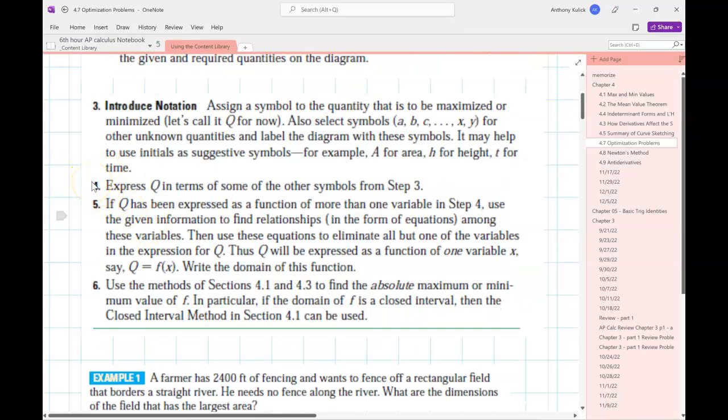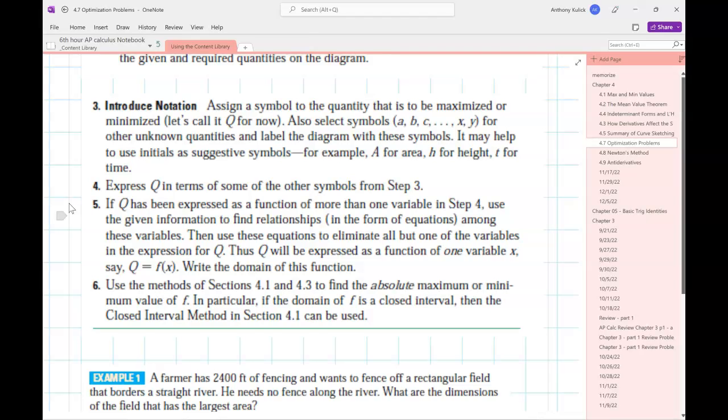Step 4 would be then to write an equation for Q in terms of your symbols in step 3. Step 5 says if Q has been expressed as a function of more than one variable, use the given information to find relationships among these variables, then use these equations to eliminate all but one of the variables for the expression of Q. Thus, Q will be expressed as a function of one variable, say x. So you have Q equal to some f of x. Then we'll write the domain for that function.